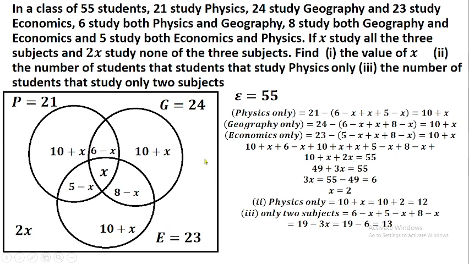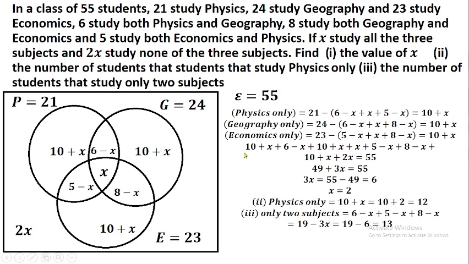Then from there, the question says we should find the value of x. And how do we do that? The union of physics, geography and economics, plus the people that are in none of them, should give us the number of elements in the universal set, which is 55. So this plus this plus this plus this plus this will give us 55.